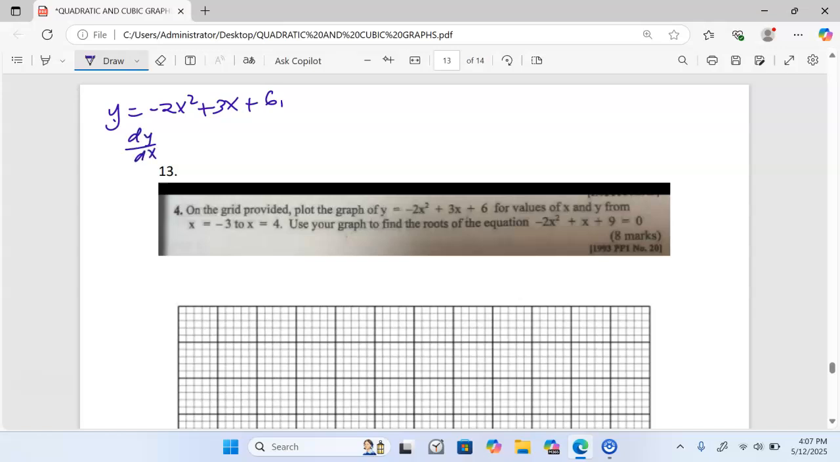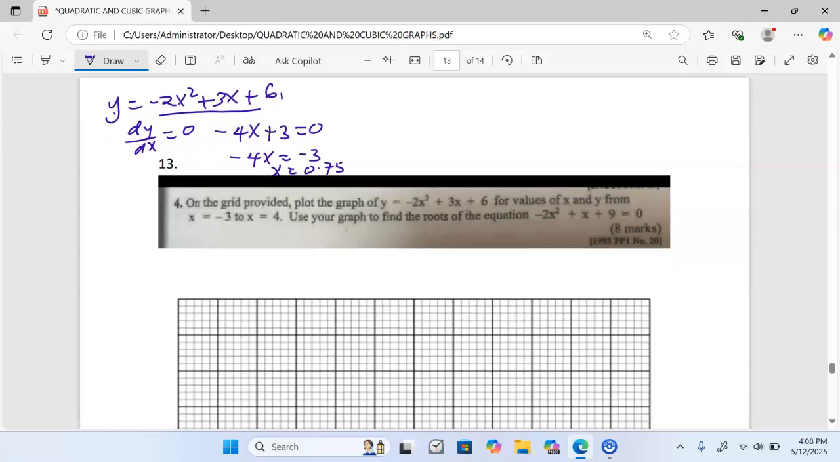dy over dx, as we have mentioned previously, is equal to 0. Meaning if you differentiate this given function, whatever you get, you equate it to 0. The differential of negative 2x squared is negative 4x, plus 3, and this will be equal to 0, meaning negative 4x is equal to negative 3. If you divide both sides by negative 4, x is equal to positive 0.75.